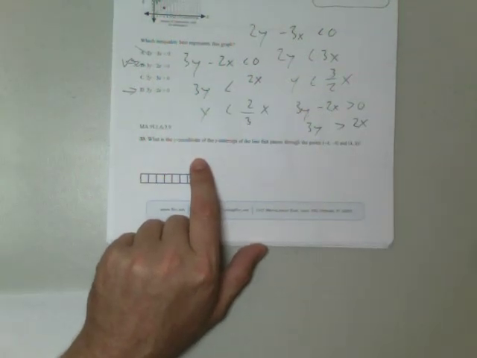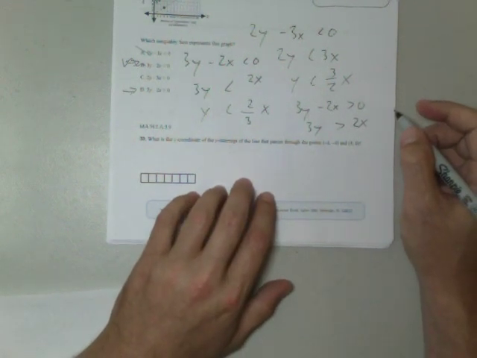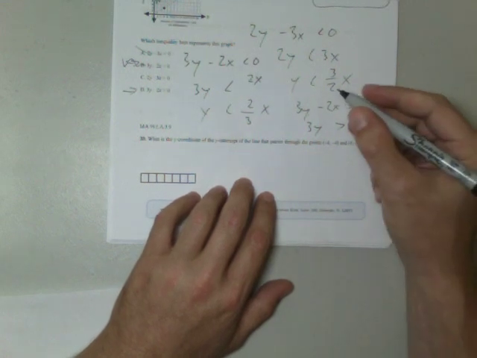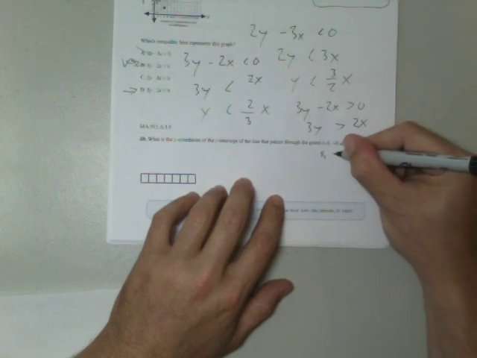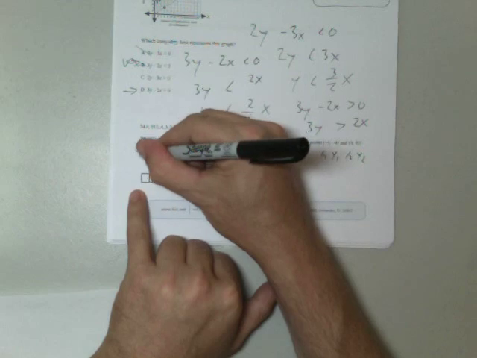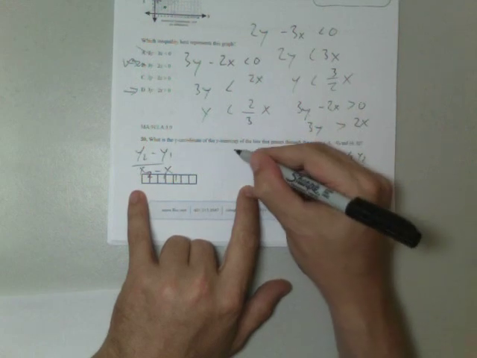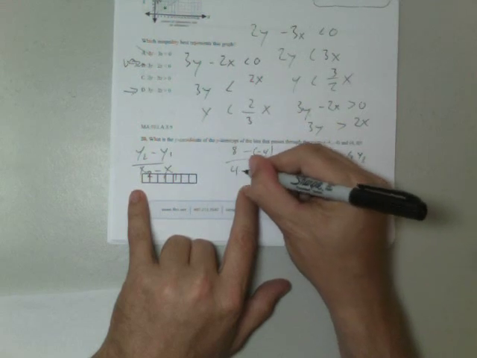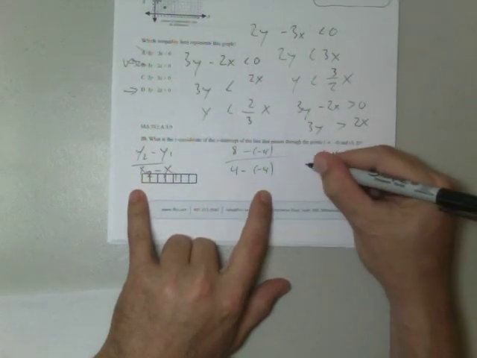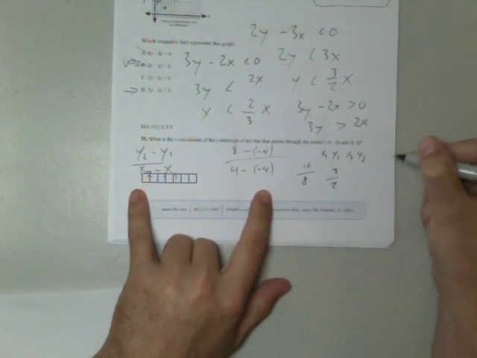What is the y-coordinate of the y-intercept of the line that passes through the points (-4, -4) and (4, 8)? Okay. Well, I'm going to use the slope. I'm going to call this point 2, so this is x2, y2. This is x1, y1. So my slope formula is y2 minus y1 over x2 minus x1. That's 8 minus -4 over 4 minus -4. 8 plus 4 is 12 over 4 plus 4, which is 8, which is 3/2.